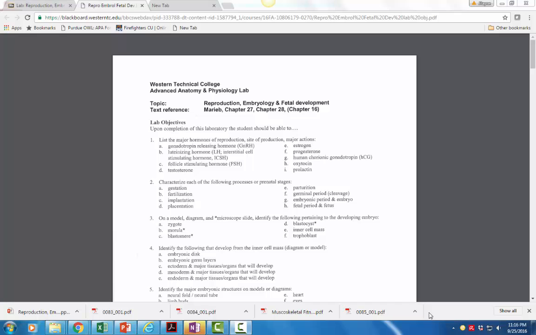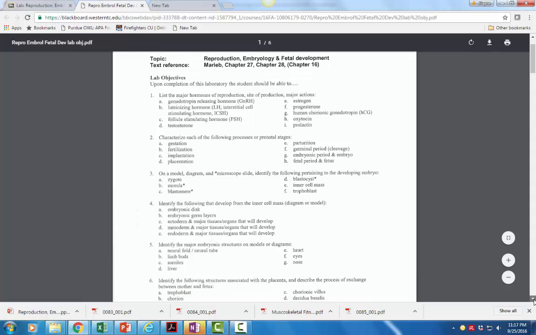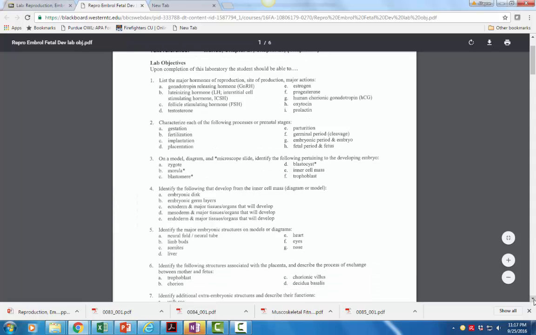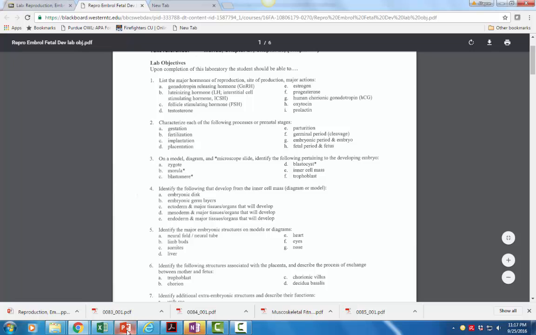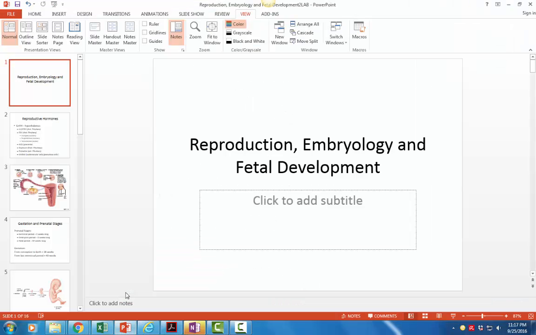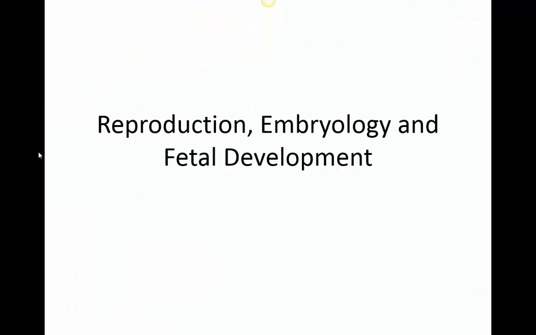Today's lab talks about reproduction, embryology, and fetal development. The objectives for today's lab can be found on page 7 of your lab packet. So we're going to talk about the different stages of embryonic and fetal development, look at all the different structures involved in that process, and also some of the hormones that control the development. There is a PowerPoint that I have posted for this week's lab. It's in our lab folder.